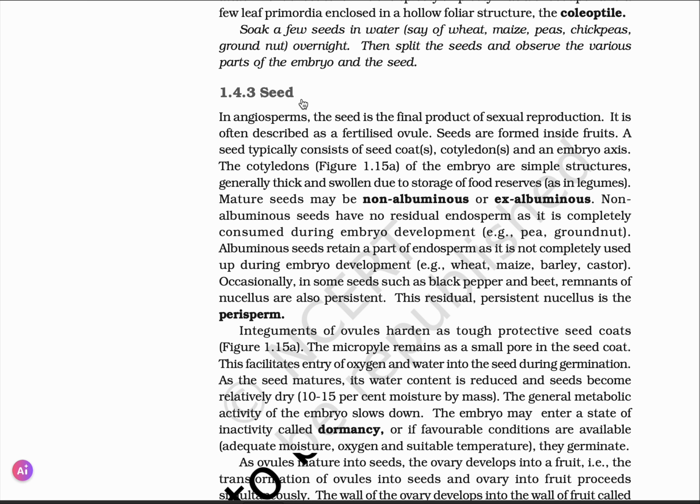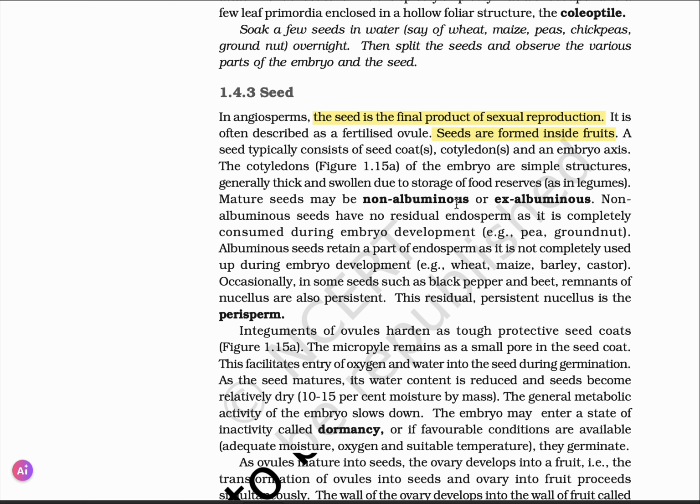In angiosperms, the seed is the final product of sexual reproduction. We need to remember this, as it comes as an MCQ: what is the final product of sexual reproduction? It is the seed. It is often described as a fertilized ovule. Seeds are formed inside fruits. Remember this.